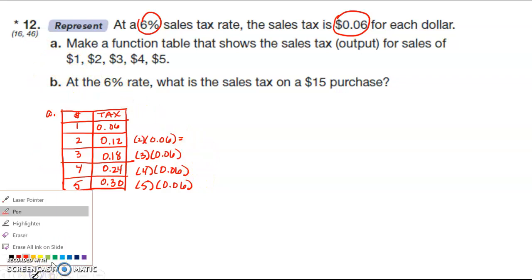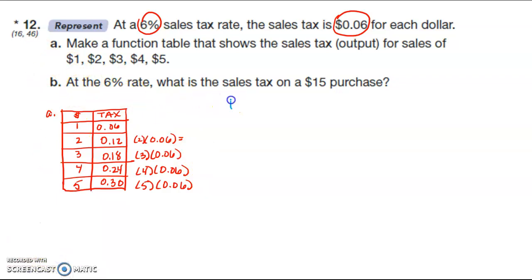Let's change colors for B. B, at the 6% tax rate, what is the sales tax on a $15 purchase? So just the sales tax. So how did we find that? We multiplied the dollars times 0.06. So I'm going to multiply 15 times 0.06, and the tax on that is going to be 90 cents.